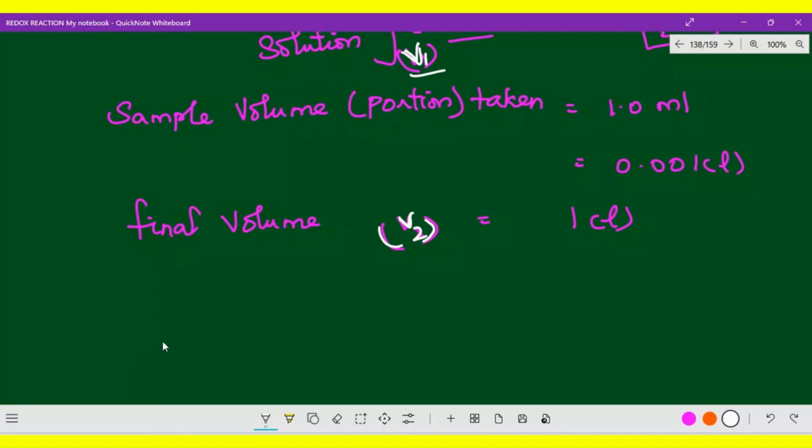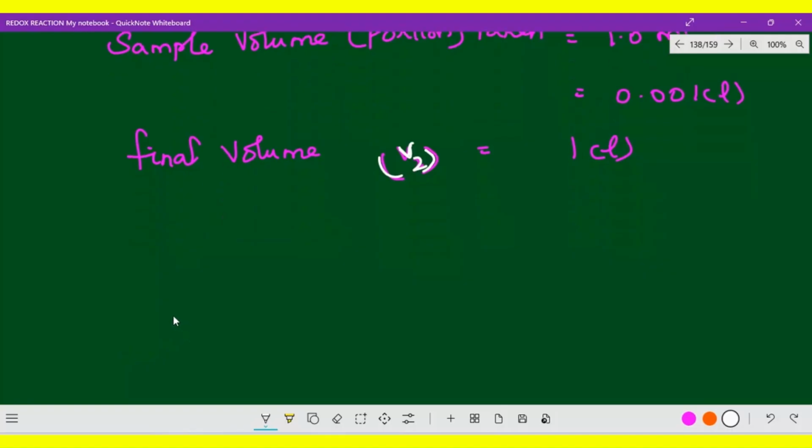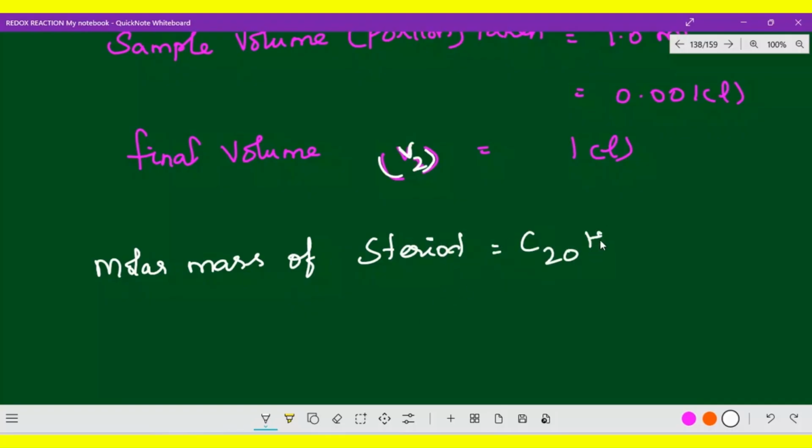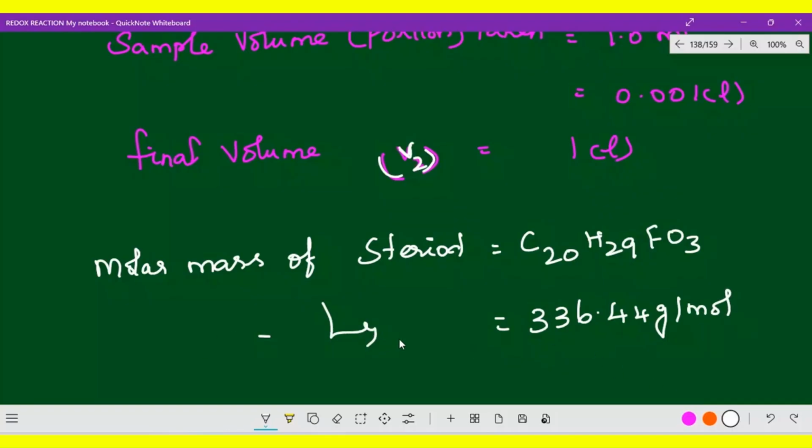Dilution is over. Now coming to the molar mass of steroid. The molar mass of C20H29FO3: if you calculate all together, you get a big number, 336.44 gram per mole. This is the molar mass, and you will get it like that.